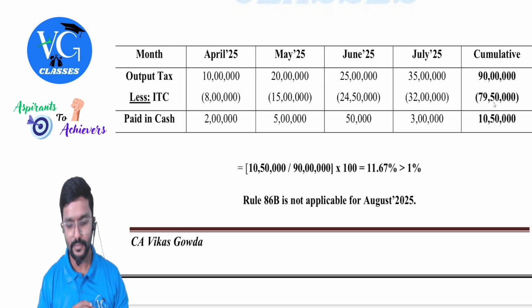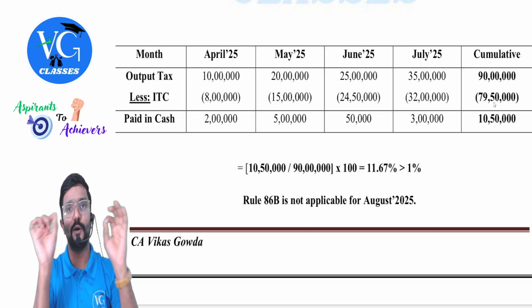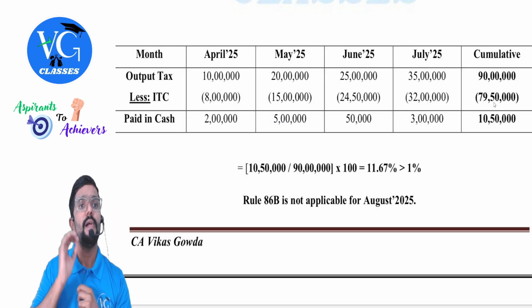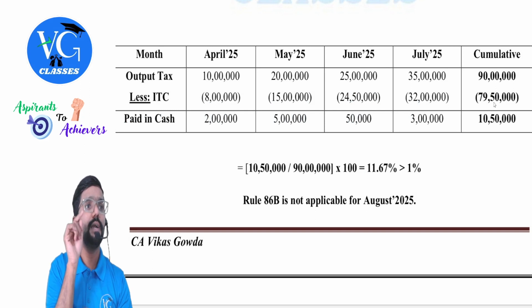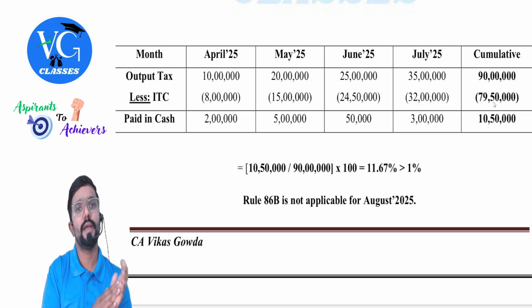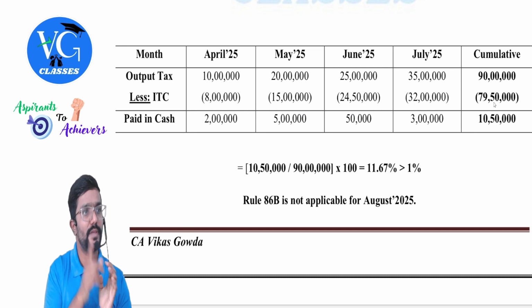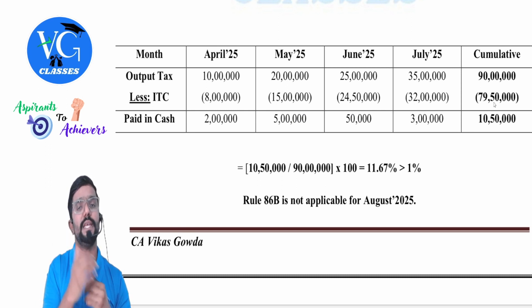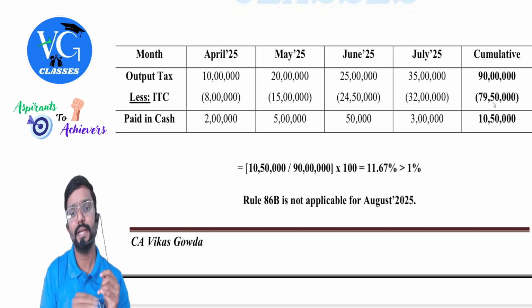Take down this. Just give a small heading. It is an exception C. It is covered in C. Exception C for Rule 86B. And then take down this.